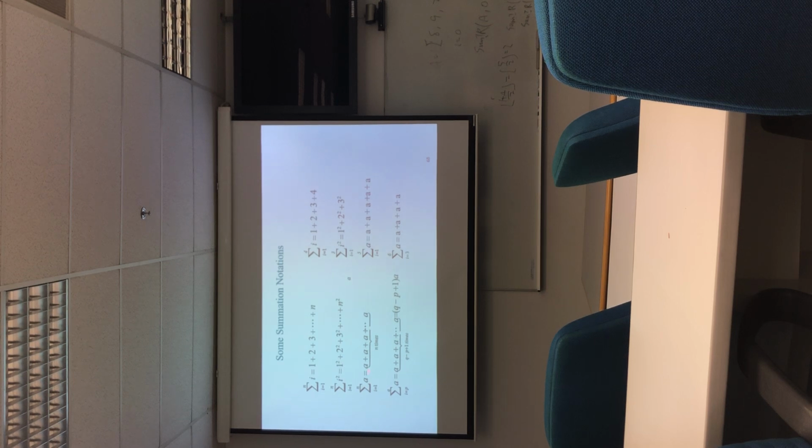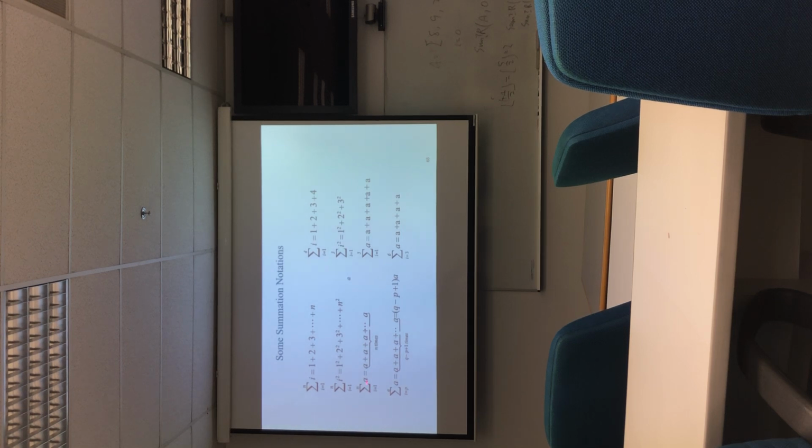You may have this kind of summation also: summation of a. You need to understand this part in order to read the formula. Before you use mathematical induction, you must be able to interpret the formula, right? The formula usually involves this kind of notation. So summation i equal to 1 to n of a.